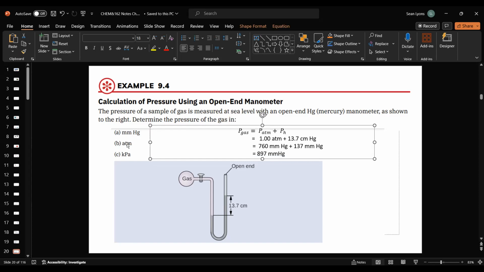But now we want to convert to atmospheres. We want to convert to kilopascals. So that's just going to be where we use those other conversions. And with this one, we've already got it kind of here. So 760 millimeters of mercury is equal to 1 atmosphere. But we've got almost 900 millimeters of mercury. So when we convert this to atmospheres, we should get a value larger than 1 atmosphere.